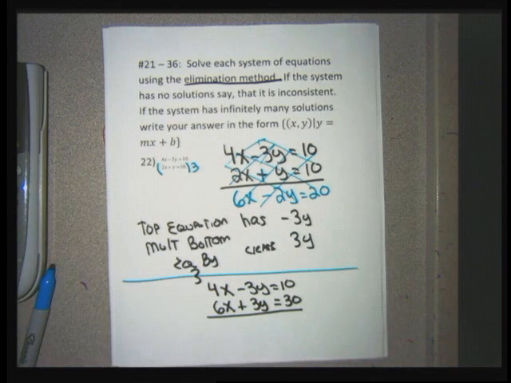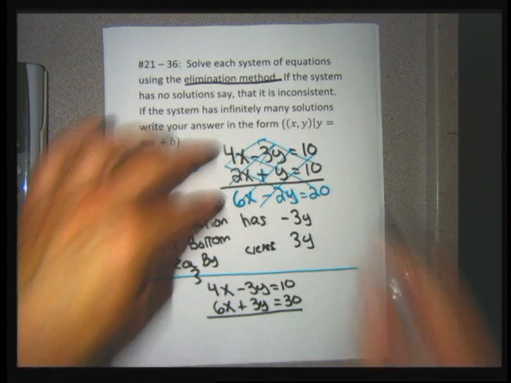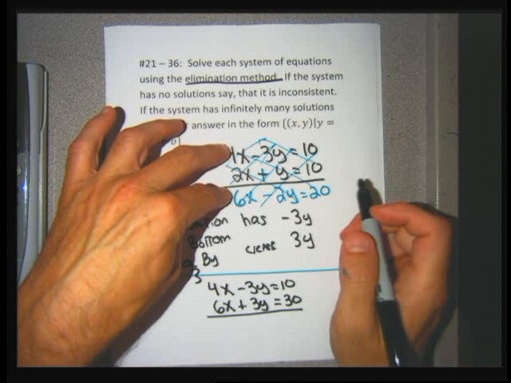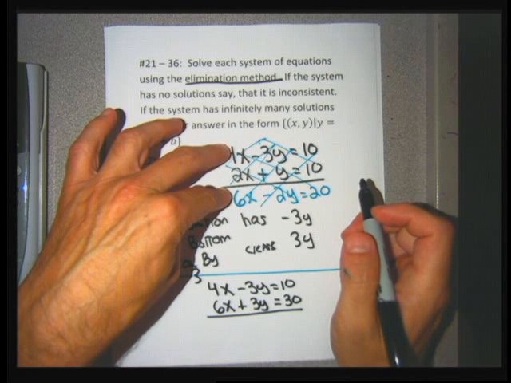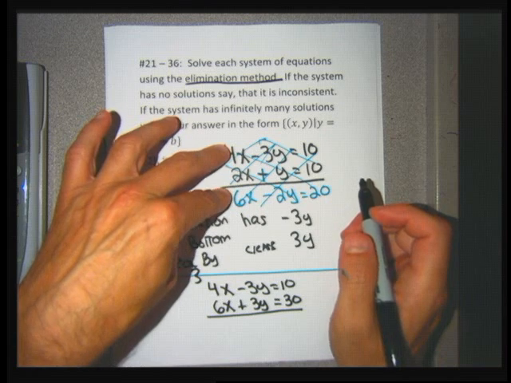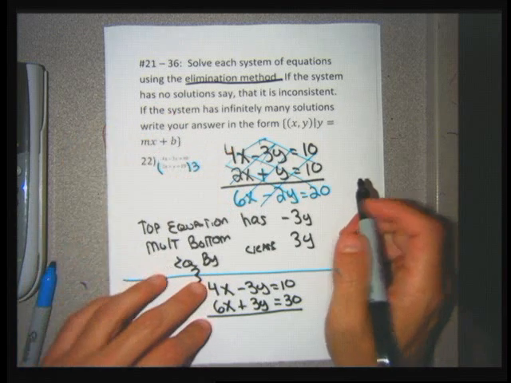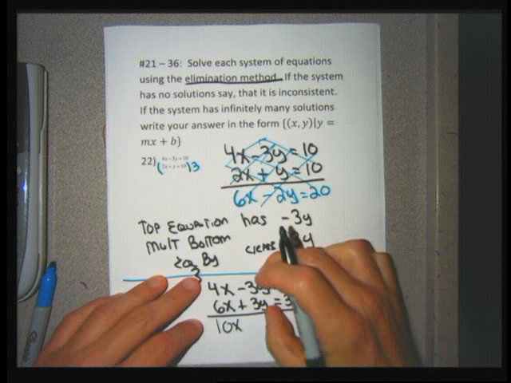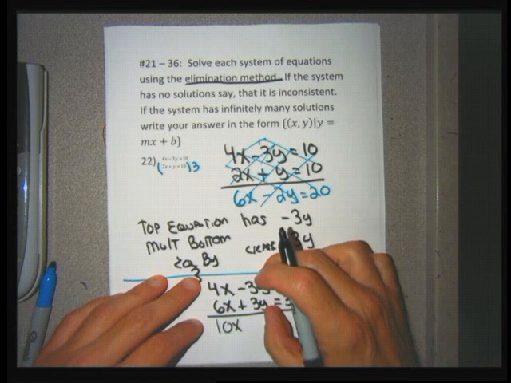The beautiful thing about this is now if I do what I did initially, which was non-productive, because when I added the equations together, no letter dropped out. Now if I add the equations together, 4x plus 6x is 10x. 3y and negative 3y cancel, so I don't need to write a y term.